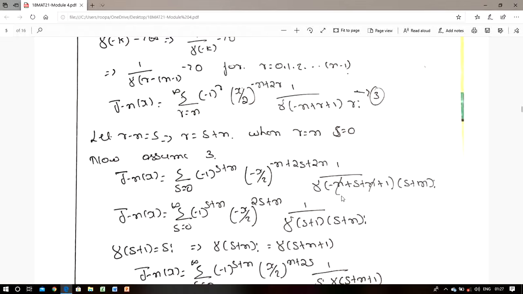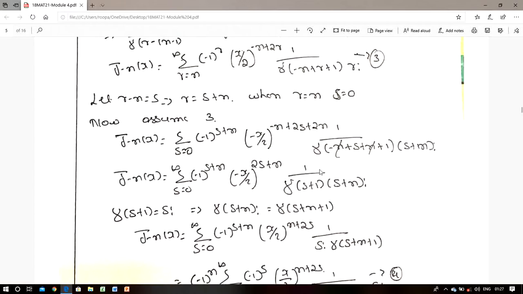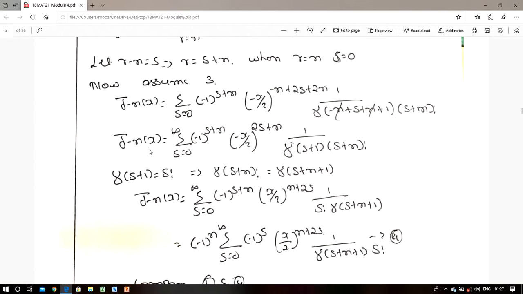Here minus n plus n become cancelled, then this equation becomes Jn of minus x is equal to summation s is equal to 0 to infinity, minus 1 to the power of s plus n into minus x by 2 whole to the power of 2s plus n into 1 by gamma of s plus 1 into s plus n factorial. So we know that gamma of s plus 1 is equal to s factorial.